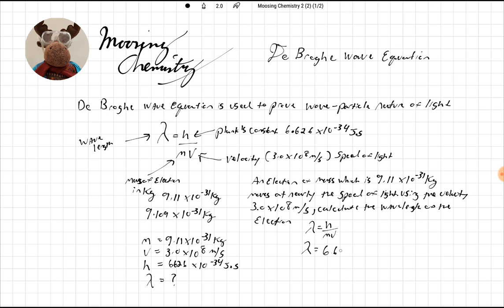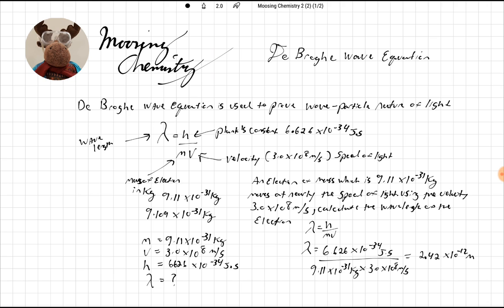So it's 6.626 times 10 to the negative 34 joules per second, divided by 9.11 times 10 to the negative 31 kilograms, times our velocity, 3.0 times 10 to the 8 meters per second. Well, when you do all the math, you come up with 2.42 times 10 to the negative 12 meters.